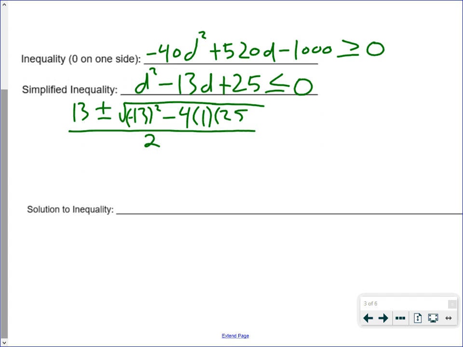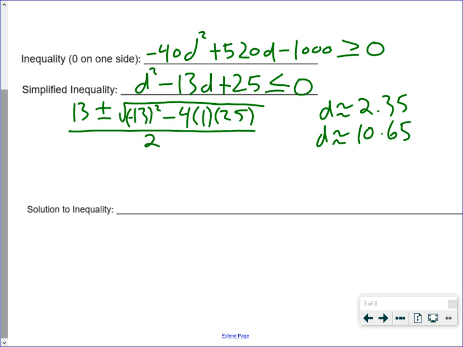Once again, we're going to solve this out. If you solve it all out, we get our d to be approximately 2.35 and approximately 10.65. These are just approximates. It's going to be give or take this depending on how many decimal places you want to round to. In this case, we're rounding to the hundredths place since we are dealing in dollars. So it makes more sense to round to the hundredths place.